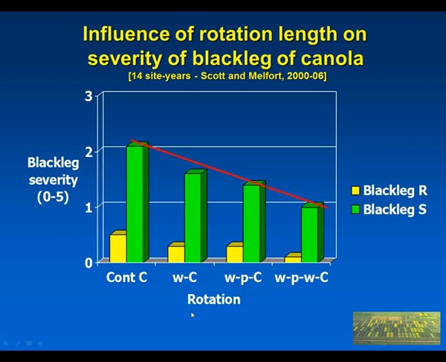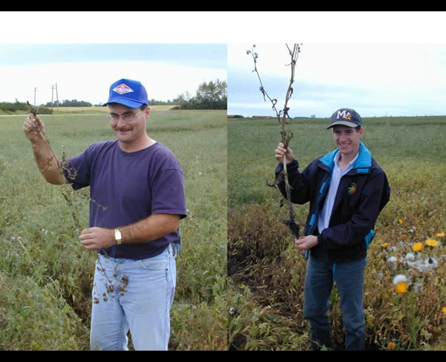If you compare that or contrast that with blackleg, this is some work from Randy Kuchar at Scott and Melfort, you can see with susceptible variety, as you extend the rotation, so this is continuous canola, a canola wheat rotation, a canola wheat pea canola rotation, and then a wheat pea wheat canola rotation, you can see consistent reduction in both the susceptible and the resistant varieties, consistent reduction in blackleg. So rotation has an important role to play, and that's also the case with clubroot. With clubroot, though, unfortunately, you're looking at much longer rotation.